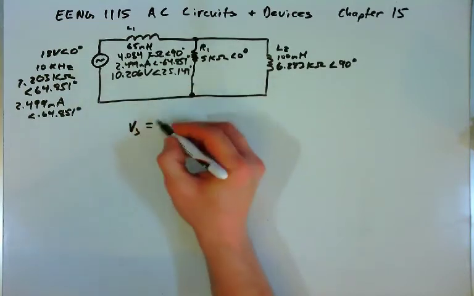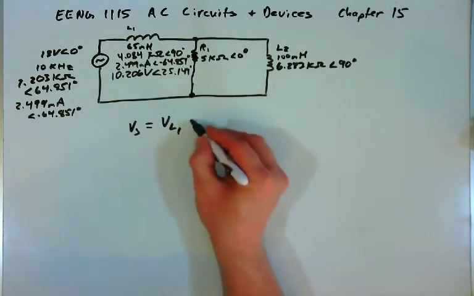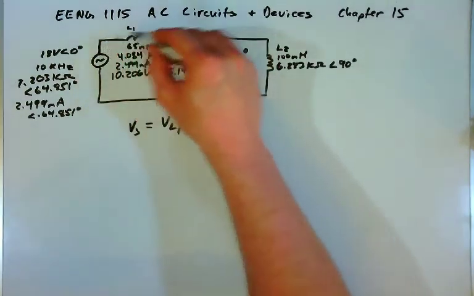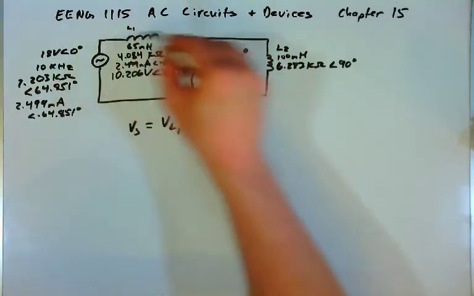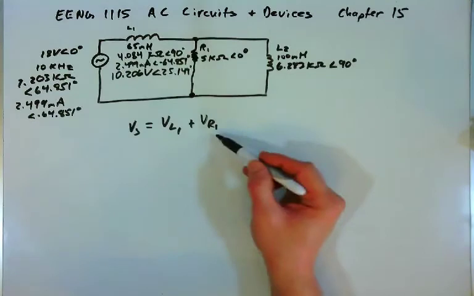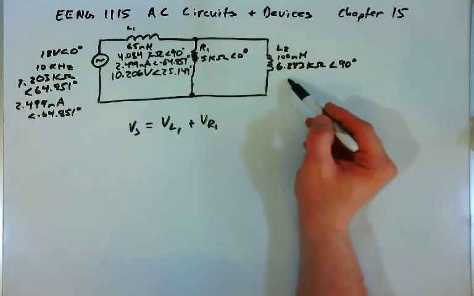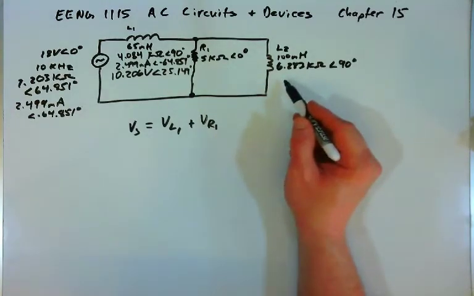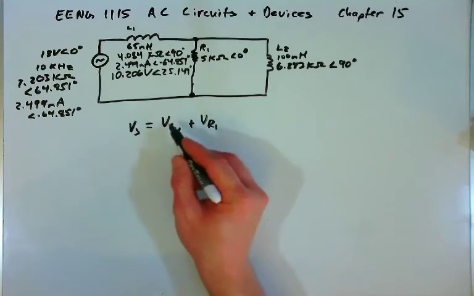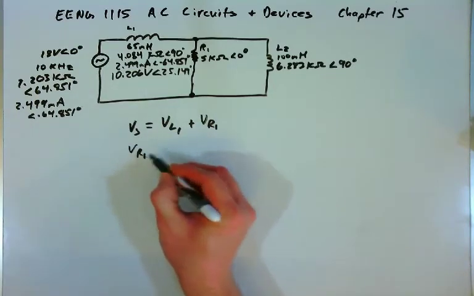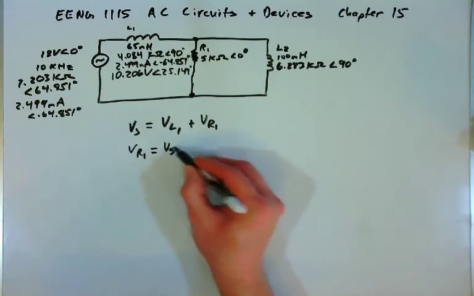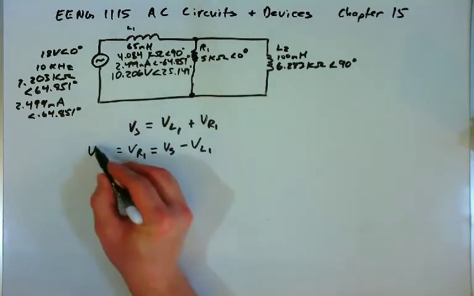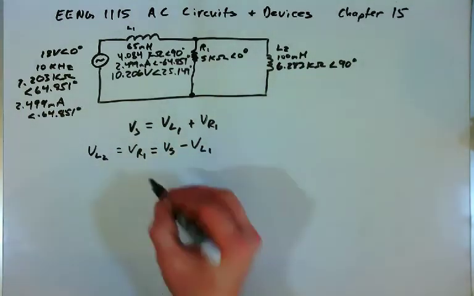Kirchhoff's voltage law says that the source voltage must be equal to the voltage drop on the inductor, L1, plus the voltage drop on the resistor, R1. And so the sum of the voltage drops around any given loop must add up to the source voltage. And the voltage drop on R1 is going to be the same as the voltage drop on L2 because they're in parallel. So once we find VR1, we will also know VL2. And so we'll subtract VL1 from both sides. The voltage drop on resistor 1 will be the source voltage minus the voltage drop on L1. And again, this will also be equal to the voltage drop on L2 because they're in parallel.